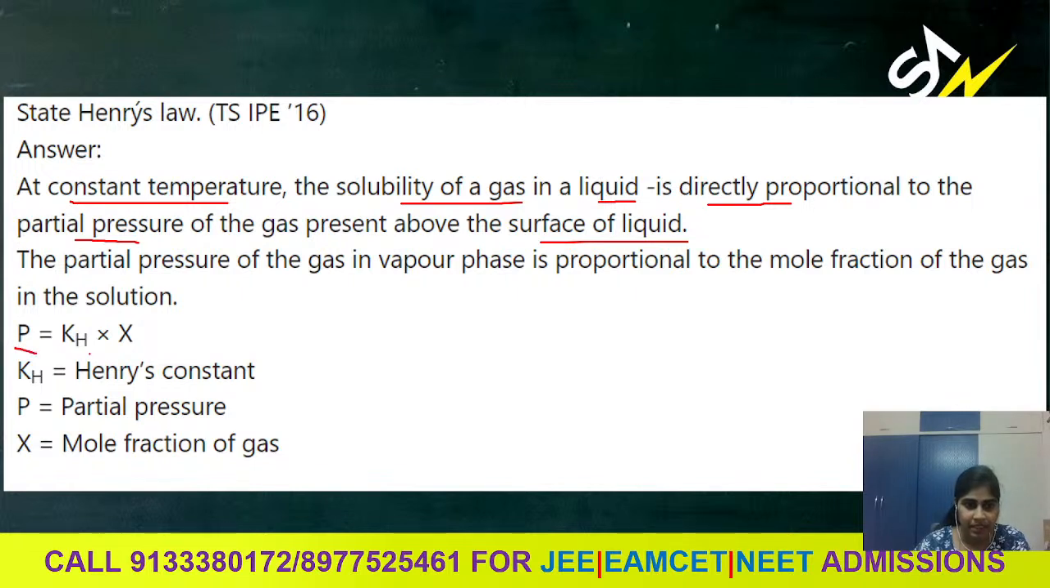If you represent it in a mathematical formula, the partial pressure P is directly proportional to the mole fraction of the gas. In order to remove this proportionality, we add a Henry's constant, that is KH. So completely the formula is P is equal to KH of X, where KH is the Henry's constant, P is the partial pressure and X is the mole fraction of the gas.